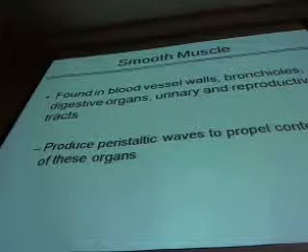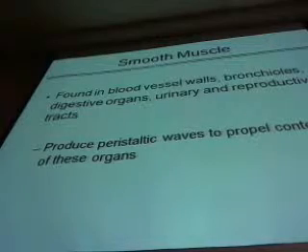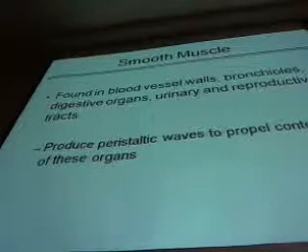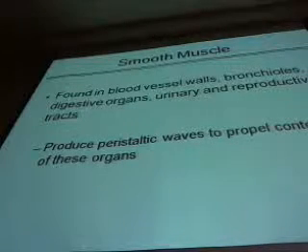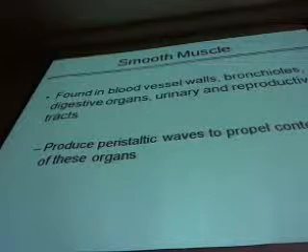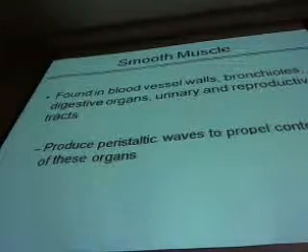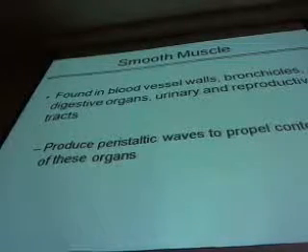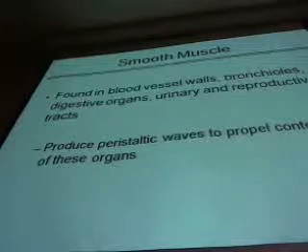Smooth muscle. And we're going to get back in chapters 13 and 14 to the circulatory system and heart. We will certainly be coming back to that. Smooth muscles are found in the vessel walls, bronchioles, digestive organs, urinary and reproductive tracts. It's autonomic. You can't control it. It produces peristaltic waves to propel contents of these organs.